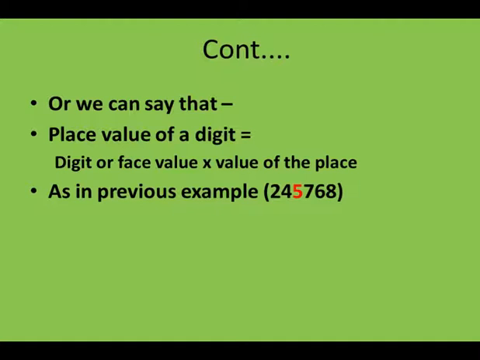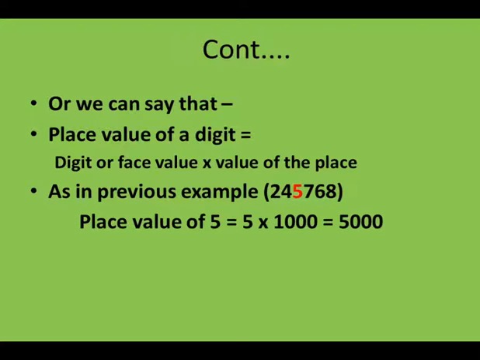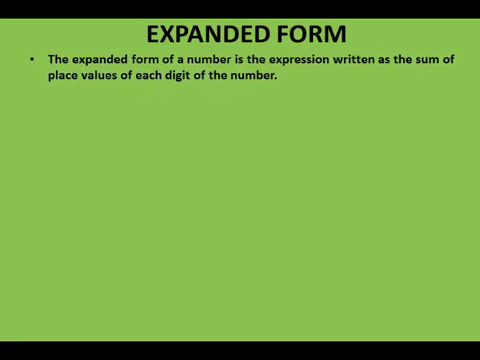As in the example we have taken 5, again we are reviewing it: we need to find the place value of 5. So what we have done here is 5 multiplied by 1000, because 5 exists at the thousands place, so its place value is 5000. Then we have expanded form. The expanded form of a number is the expression written as the sum of place values of each digit of the number.